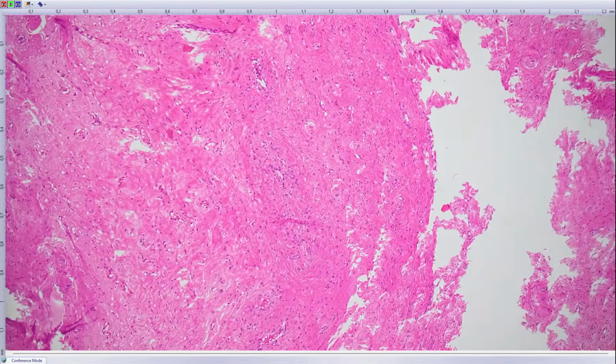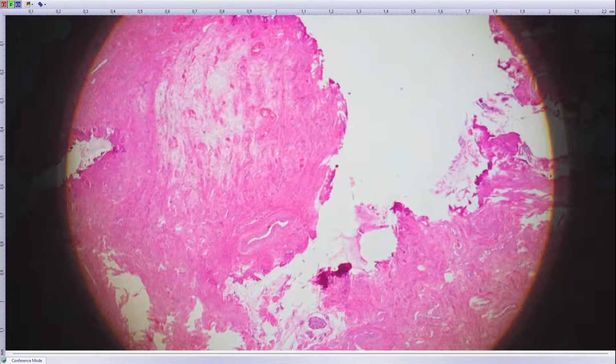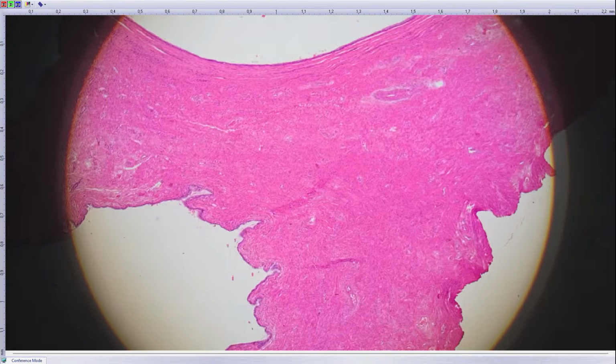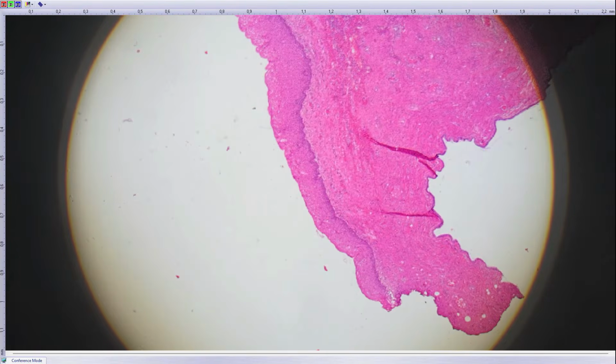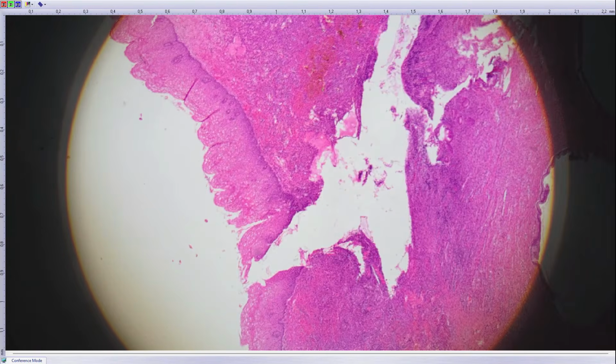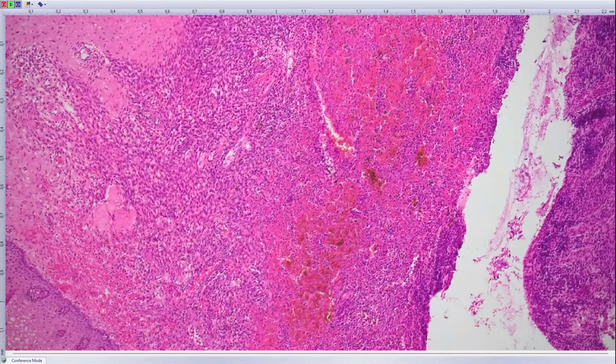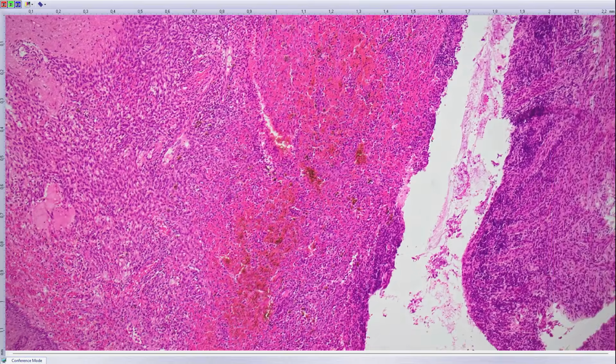Another case, back to the cervix, is this lesion, cervical endocervix. And here is something of note. You see this cellular spindle cell proliferation just under the epithelium.